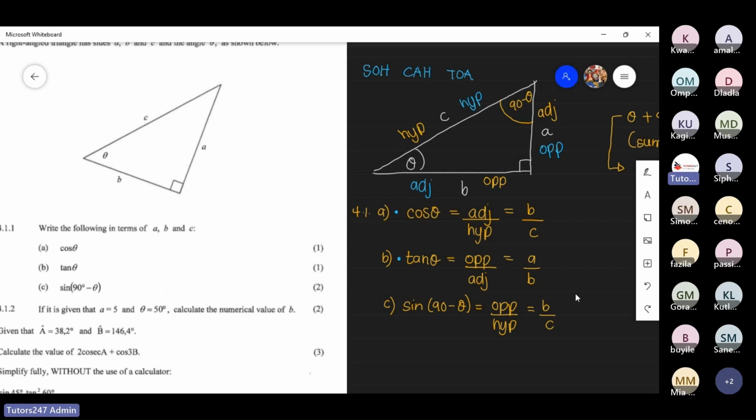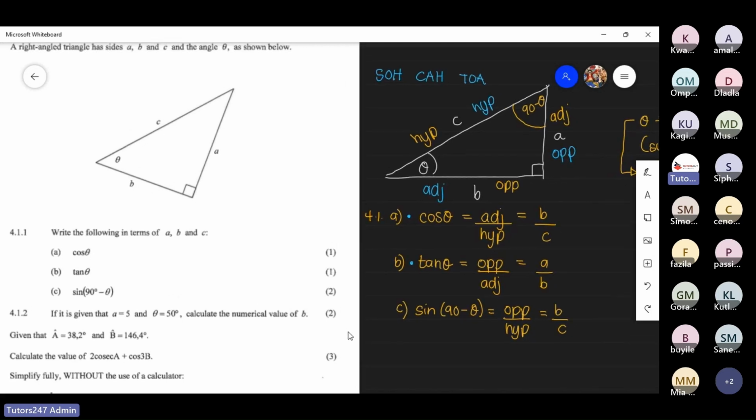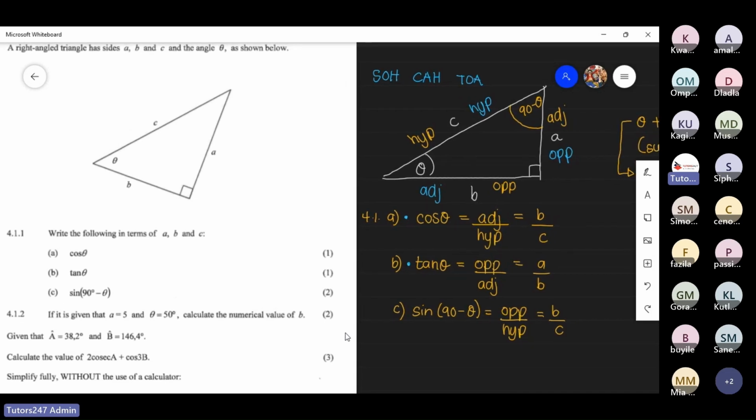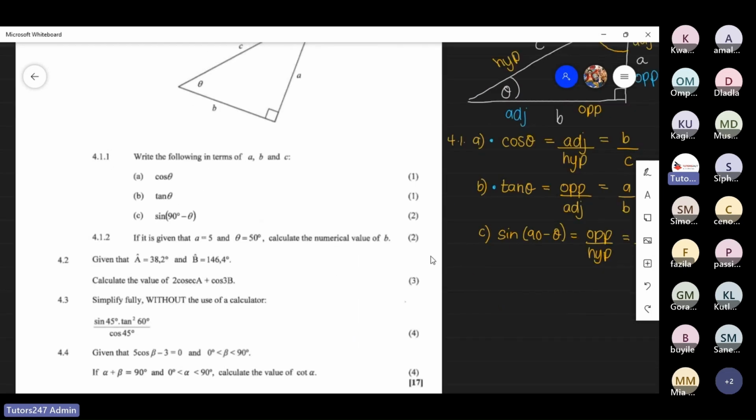So if you were dealing with theta, label the sides with reference to that angle theta. If you were dealing with 90 minus theta, label the sides with reference to 90 minus theta. So be very careful with that. Don't confuse them. I would recommend using different colors if you need to. But yeah, the most important thing was to identify the sides. As long as you understand how to identify sides, the workload is basically cut in half. All you're doing is just copying values after that. So let's move on to our next question.